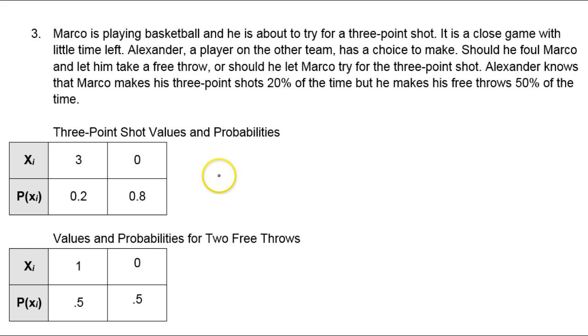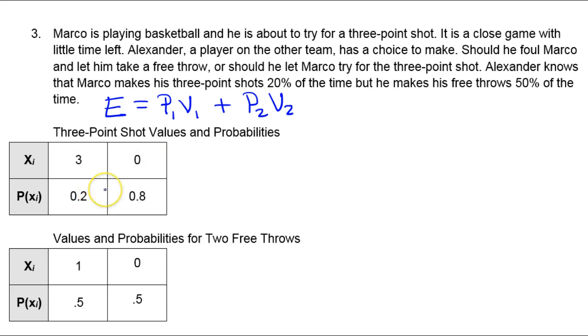So let's do our expected value calculation again. Remember, whenever you do your expected value, you're always doing a probability times the value plus probability times value. All right, so we have these two possible values. This is for the three-point shot. Either he makes it and gets 3 points, or he doesn't make it, so he gets 0 points. So those are the two values.